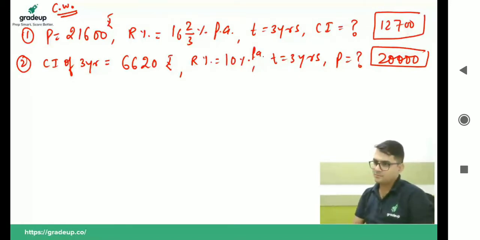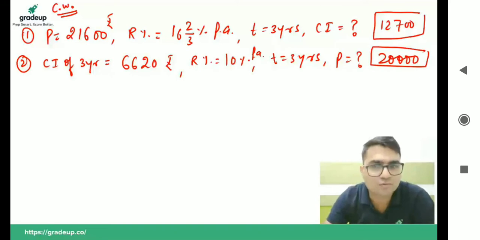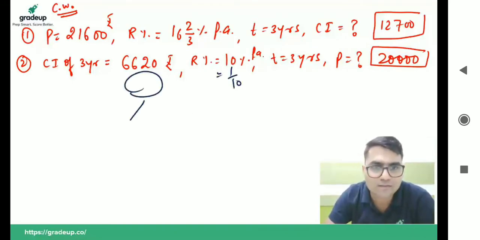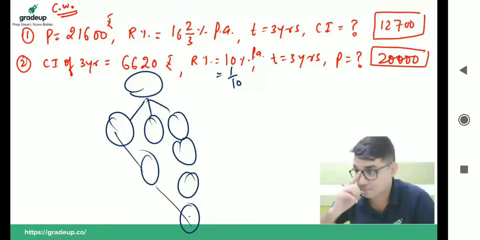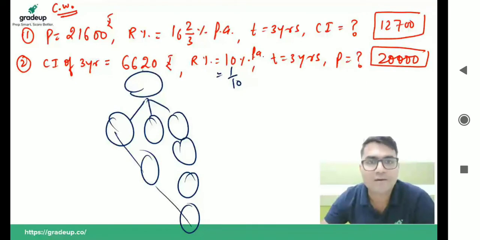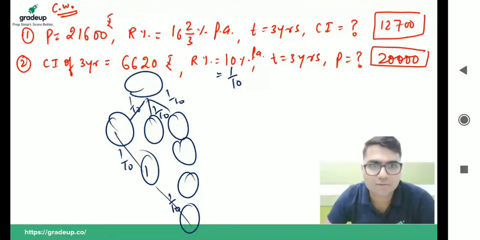You can do first or second question. All right, question number two, Naresh. All right, Naresh, don't worry, dear. I can write this is 1 by 10, this is 1 by 10. Now, this is 10, 1, 10, 10, 100, 100, 100, 1000.